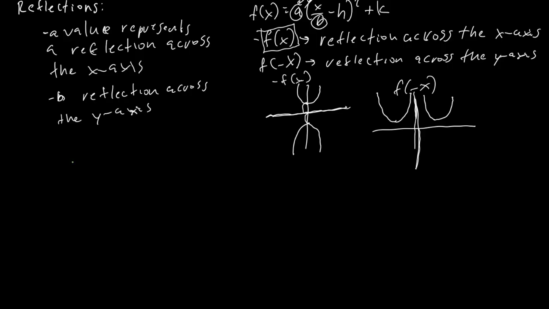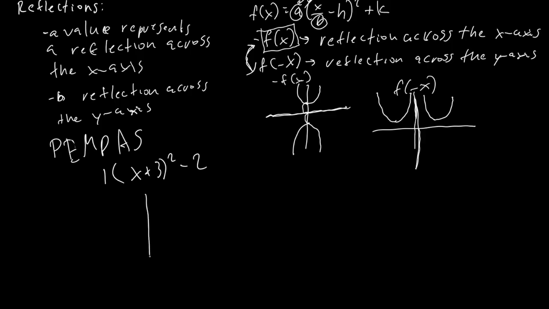Now, don't get confused, because even though these do represent reflections, when you have it in an actual function, it functions slightly differently than these two, because you have to follow PEMDAS doing any sort of transformation. So let's say we have the function 1 times x plus 3 squared minus 2. So you go here, right? And then you go left 3, down 2, and then you'd open up, right?